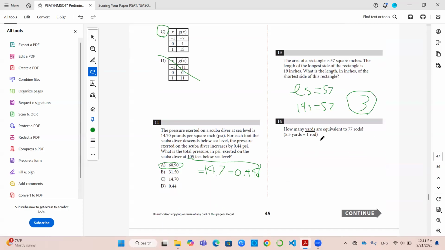How many yards are equivalent to 77 rods? So 77 rods, okay? And you have one rod and 5.5 yards. Okay, so what's 77 times 5.5? That's 423.5 yards.